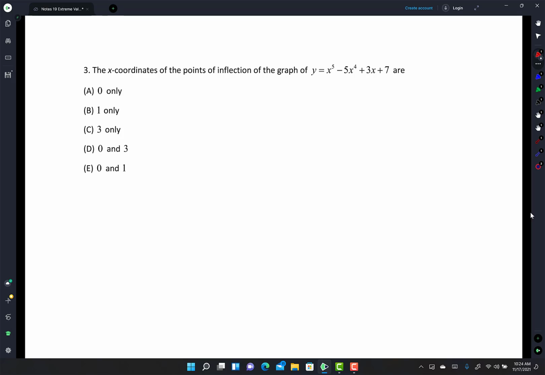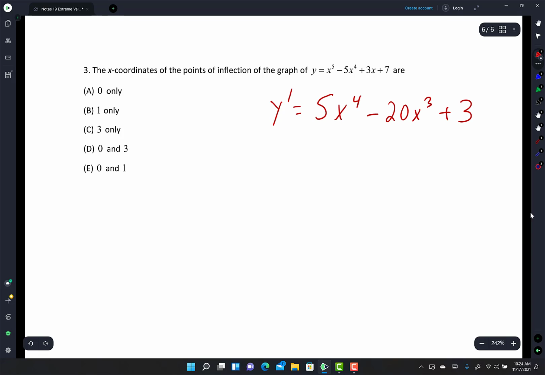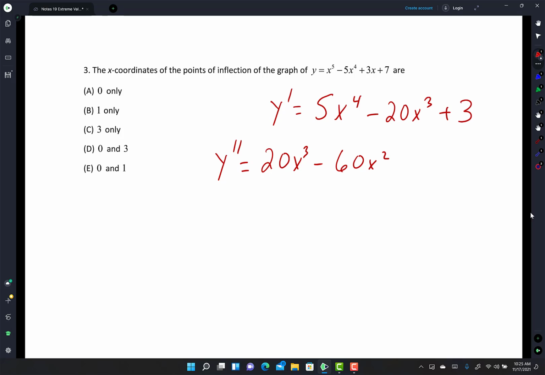All right, here we go. If I want the points of inflection, I have to do how many derivatives? 2. Y prime equals 5x to the fourth minus 20x cubed plus 3. Did I do that derivative correctly? All right, I don't stop here. I go to the next one. So what's 5 times 4? 20x cubed minus what's 20 times 3? 60x squared, and then that's 0. Are we still okay? Yes. I don't need a calculator.